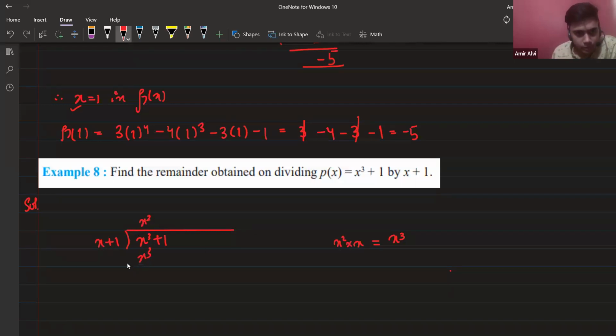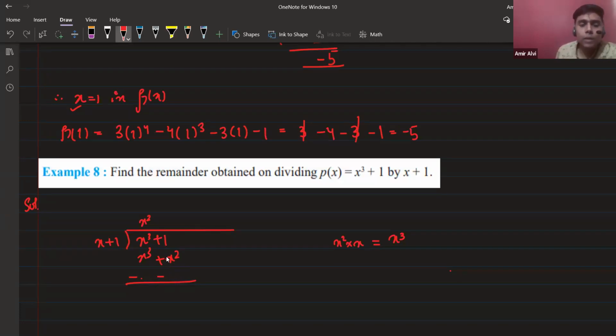x cube plus x square. So the sign will change, yes or no, Simrat and Abdul? Yes, sir. Just a second. Sir, this will be minus x cube and this will be minus x square. Positive x cube, negative x cube, so it will get cancelled.